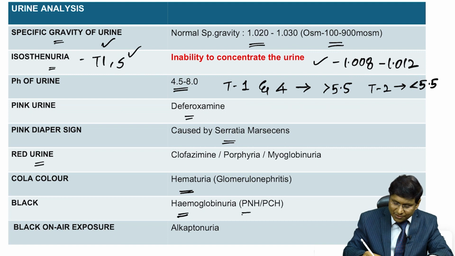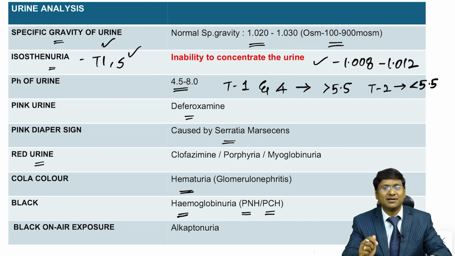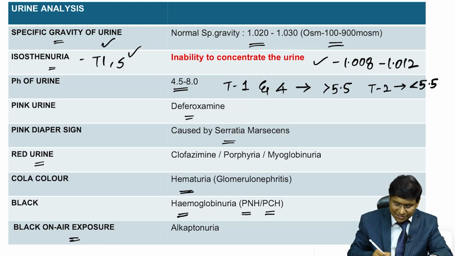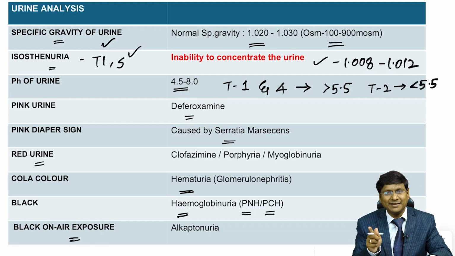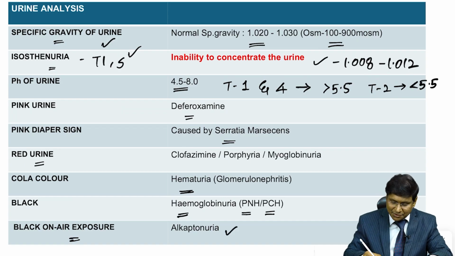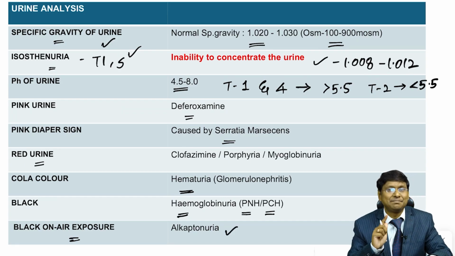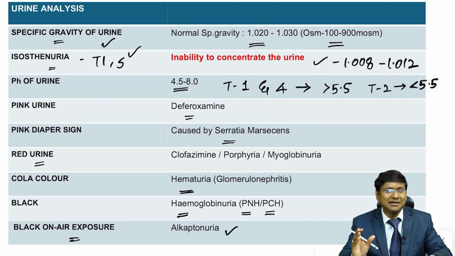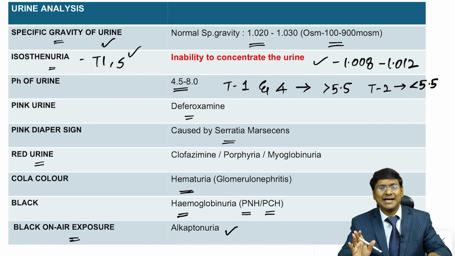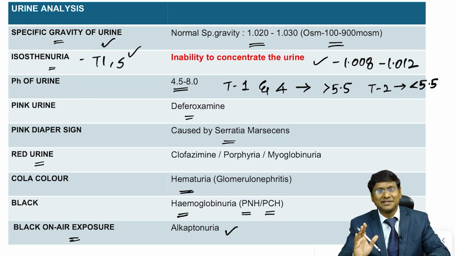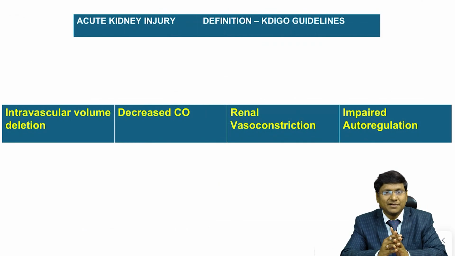That hemoglobinuria you will have in case of paroxysmal nocturnal hemoglobinuria and paroxysmal cold hemoglobinuria. And the conditions where the urine will turn black in color on exposure to air, that you will observe in case of alkaptonuria. So this is about the urine analysis, right? Wherein I discussed the proteinuria, hematuria, casts, pH, specific gravity, and as well as the abnormal colors of the urine. So the next topic for the quick discussion is acute kidney injury.